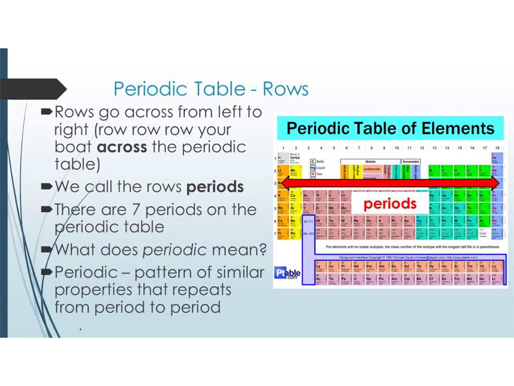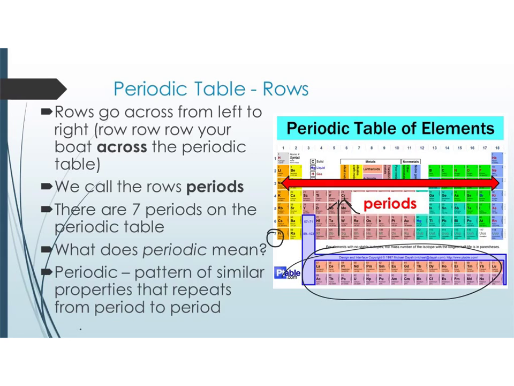So again, here I'm going to draw another arrow pointed at my arrow that I already drew for y'all. We call these periods. There are 7 periods on the periodic table. They're counted on the left-hand side right here. These guys right here, we'll get more into those later. Those are not distinct periods. They come out of the periodic table.